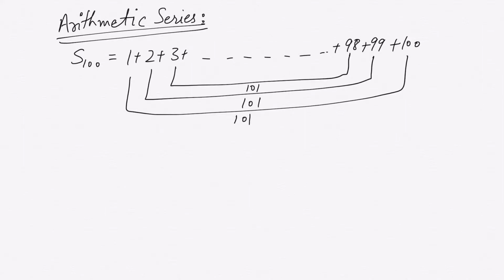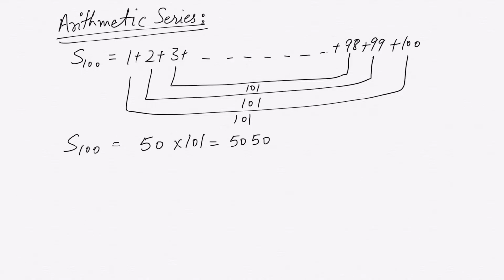What you observe is that the sum of the first and the last, the sum of the second and the second last, and the sum of the third and the third last is the same, which is 101. And how many such pairs will be there? If you can see clearly, there will be 50 pairs. So 50 times 101 gives me 5050, right? So this is how we can very quickly calculate the sum of the first 100 natural numbers.